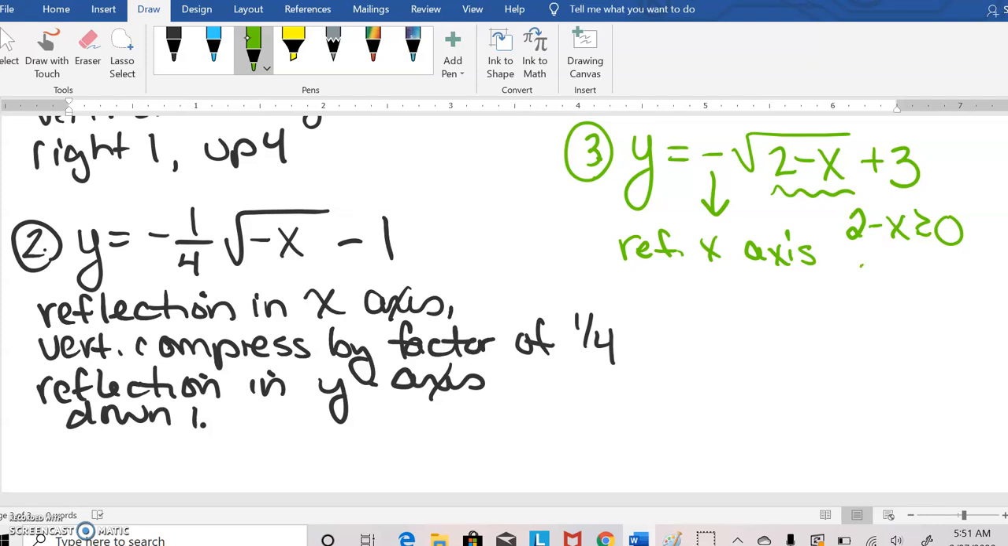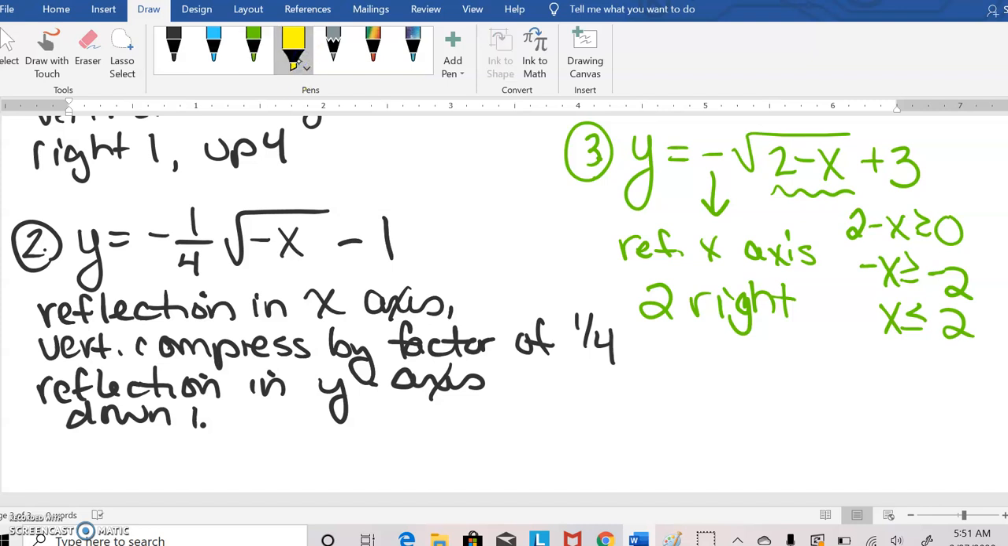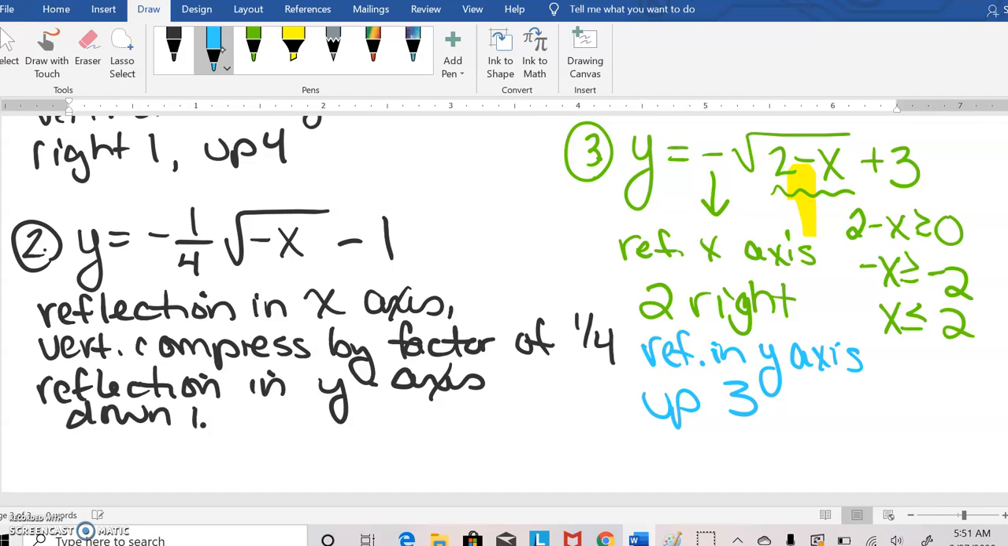Okay? And we'll see that if we do a little math. Okay? So I'm moving it 2 units right. Notice there's a negative on the x right here. That negative is going to tell me to flip left, which is a reflection in the y-axis. And we're going to go up 3.